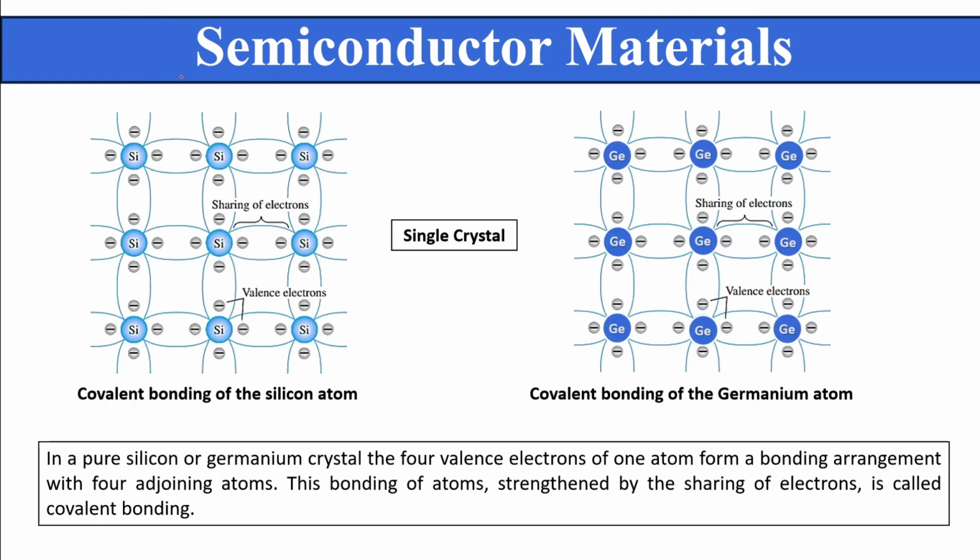So this is the structure of single crystal silicon and germanium: the covalent bonding between single crystal silicon atoms and the covalent bonding between single crystal germanium atoms. In pure silicon or germanium crystal, the 4 valence electrons of one atom form a bonding arrangement with the 4 adjoining atoms. That means each atom of the single crystal silicon forms bonds with four adjoining atoms. The bonding of atoms is strengthened by sharing electrons, and this is called covalent bonding. Again, in germanium, each germanium atom is shared by the 4 adjoining atoms.